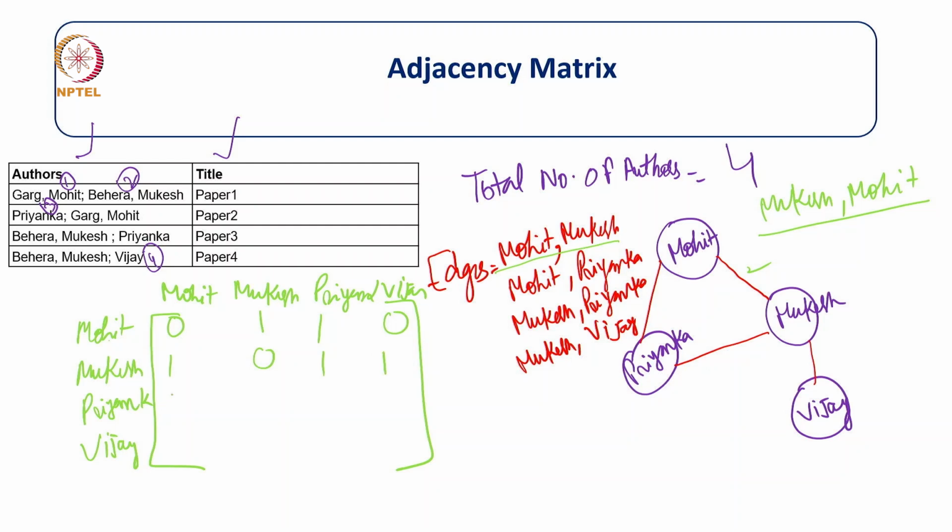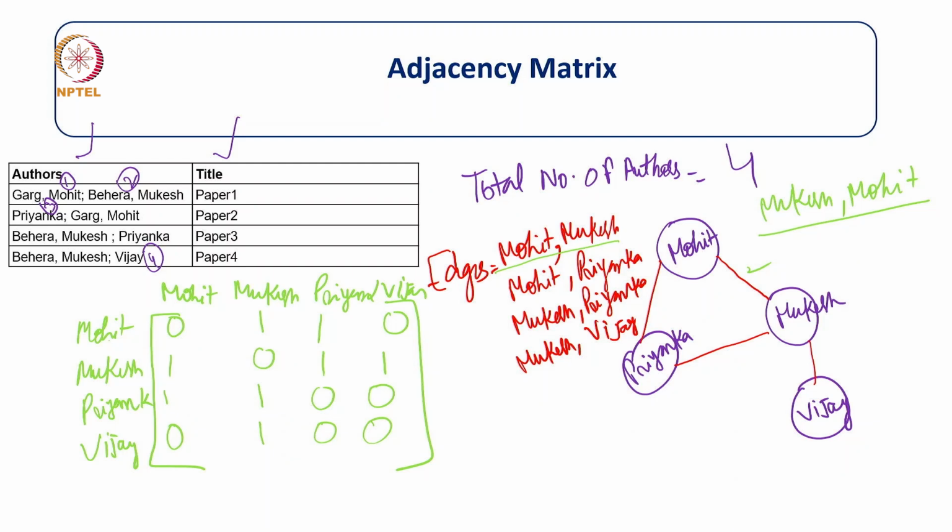For Priyanka to Mohit, we have 1 edge. Priyanka to Mukesh, we have 1 edge. From Priyanka to Priyanka, it will be 0. And from Priyanka to Vijay, there is no path. Okay. For Vijay to Mohit, it will be 0. For Vijay to Mukesh, there is a path, it will be 1. For Vijay to Priyanka, 0. And for Vijay to Vijay, it will be 0. Okay. So our adjacency matrix is created.